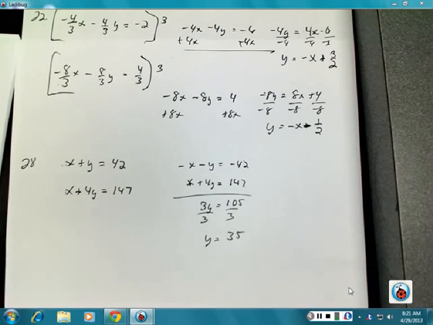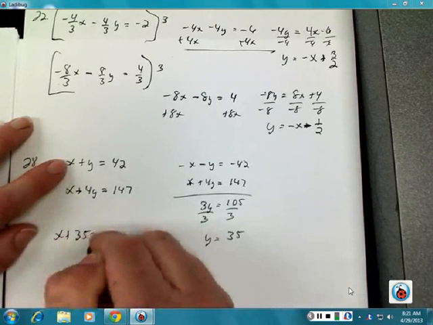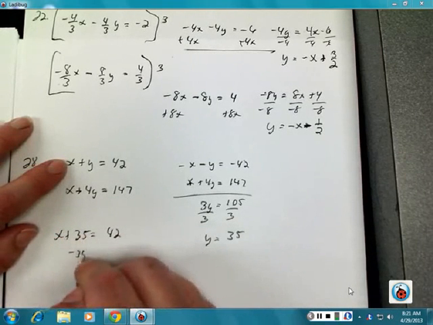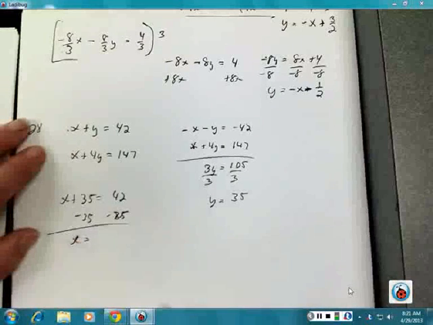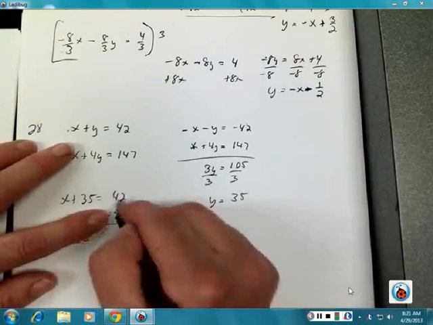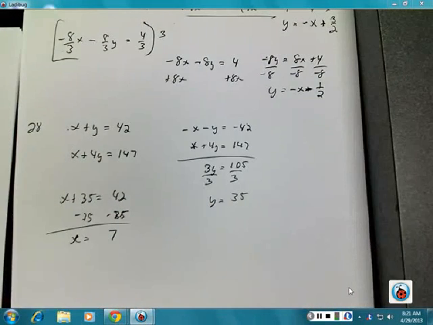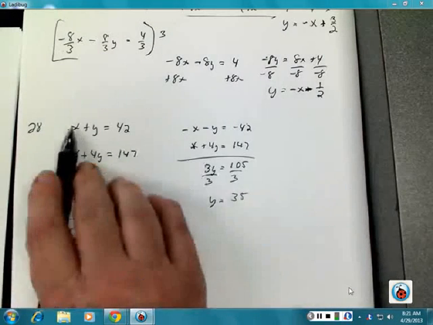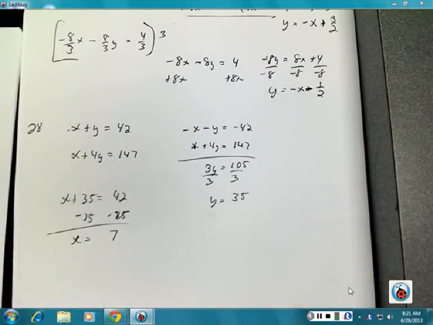Mm-hmm. Yeah. Okay. And so then if I plug 35 back in here, I have x plus 35 equals 42. Subtract 35. And I find good old x, these 35s are gone, good old x is equal to 7. Okay? Yeah. And you can do it on your calculator with a 2 by 3 matrix. Okay? I think we set that one up as letter A in your calculator, if I remember right, when we did that before. So that one is what you have with that one.